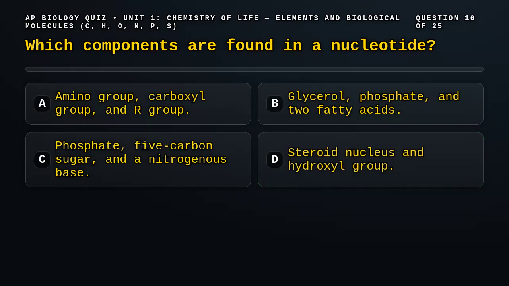Question 10. Which components are found in a nucleotide? A. Amino group, carboxyl group, and R group. B. Glycerol, phosphate, and 2 fatty acids. C. Phosphate, 5-carbon sugar, and a nitrogenous base. D. Steroid nucleus and hydroxyl group.